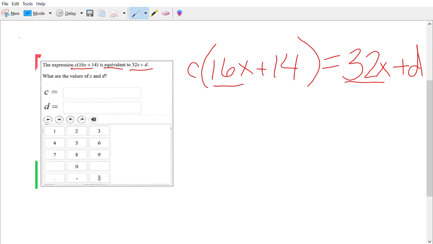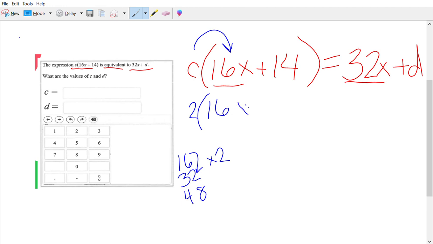So let's think of this in steps. What does c have to be so that when I distribute it to 16, it's going to turn it into a 32? Well, if we write down our multiples of 16, we figure out that 16 times 2 is 32. If 16 times 2 is 32, that means c has to be 2.